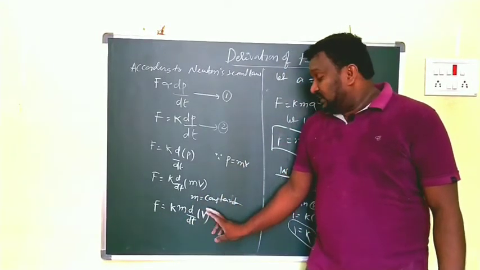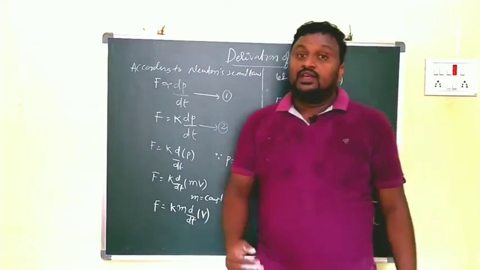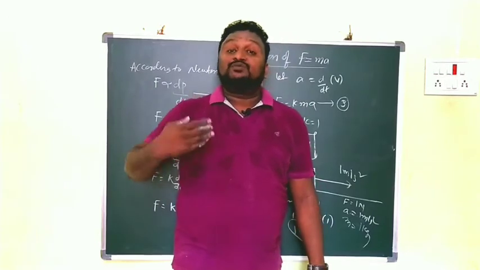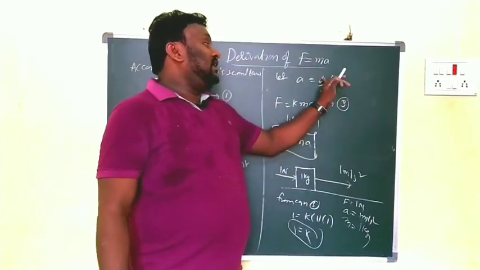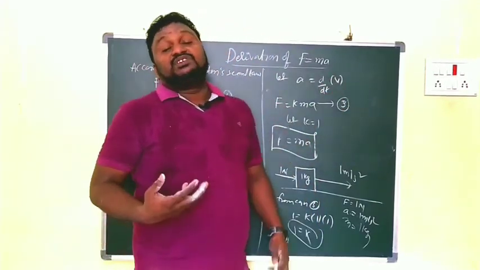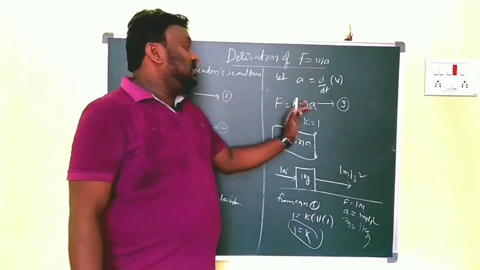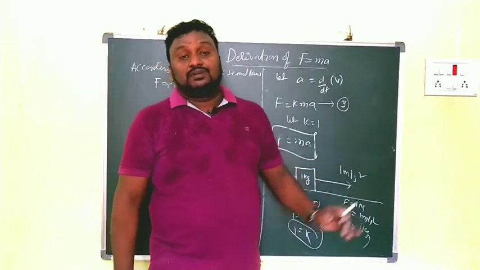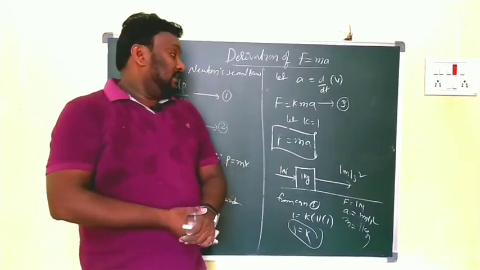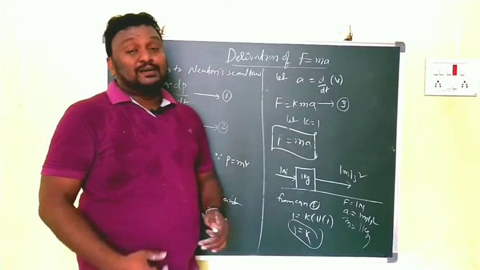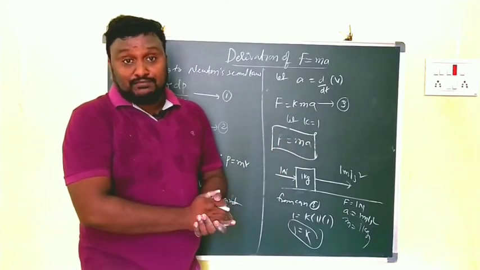Clear, children? Here v is nothing but velocity. I already told you what d by dt means: rate of change. So d by dt of v is the rate of change of velocity, and we know that is acceleration. Then F is equal to K into m into a, equation number 3. Then let the K value be equal to 1, then we write F is equal to m a.